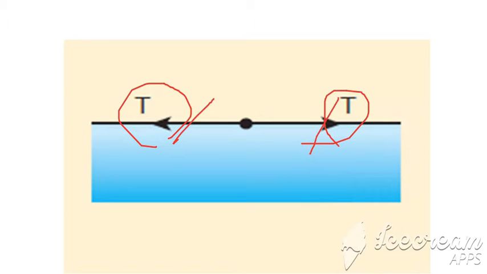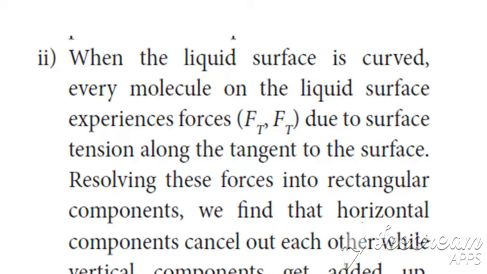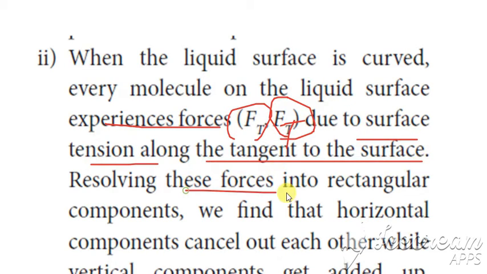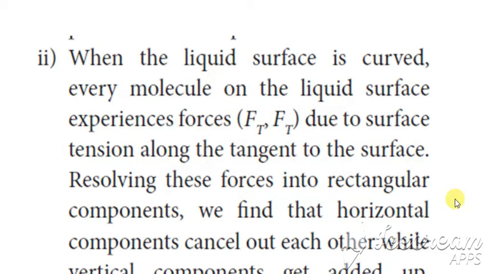Next condition is when you consider the liquid surface is curved. It experiences a force due to the tension, which we write as T, and it is tangent to the surface. So resolve these forces into the rectangular components. We can find the horizontal components cancel out while only the vertical components will be there. So we are cancelling the horizontal, only the vertical component is there.